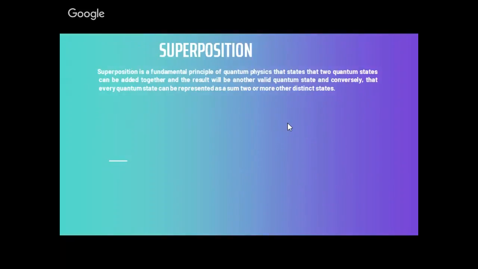Now let's talk about superposition. Superposition is a fundamental principle of quantum physics that states that two quantum states can be added together, and the result will be another valid quantum state. And conversely, every quantum state can be represented as a sum of two or more other distinct states. This is just saying that the coin, instead of being just head or tail, can be head and tail at the same time.